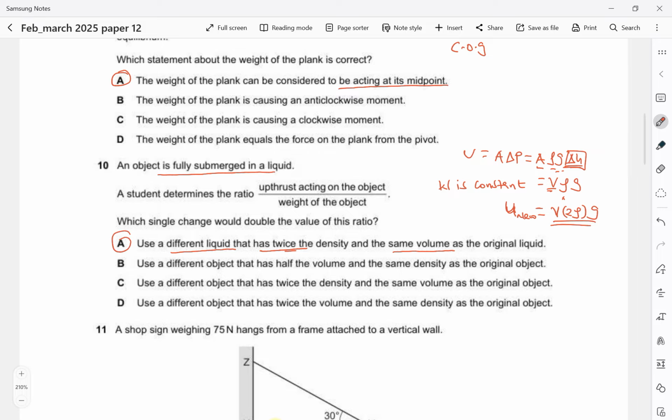Which single change would double the value of this ratio? So the answer is A. Use a different liquid that has twice the density but the same volume as the original liquid.